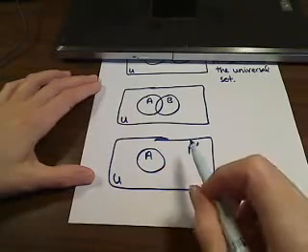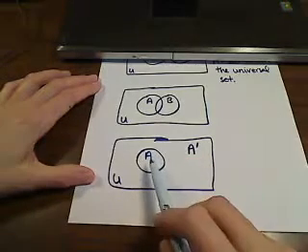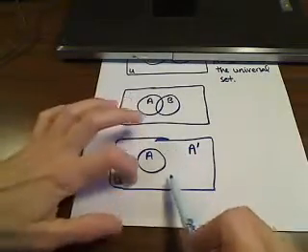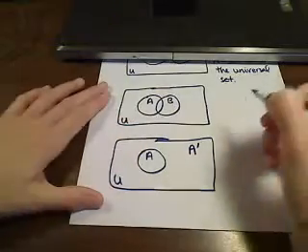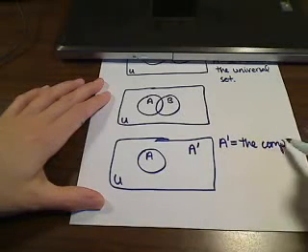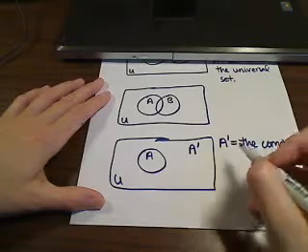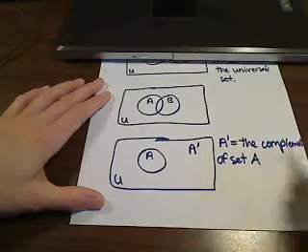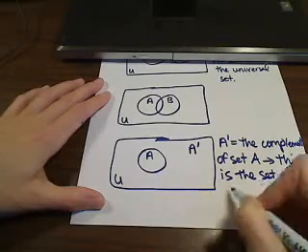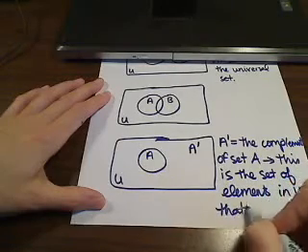And the complement of A is simply all of the elements that are in the universal set that aren't in A. So it's like, we have this, and then we have the universal set. And A complement is going to be everything that's on the outside of A. Okay? So just to define this, A prime, this is the complement. That word says complement of set A. And this is the set of elements in U that are not in A.